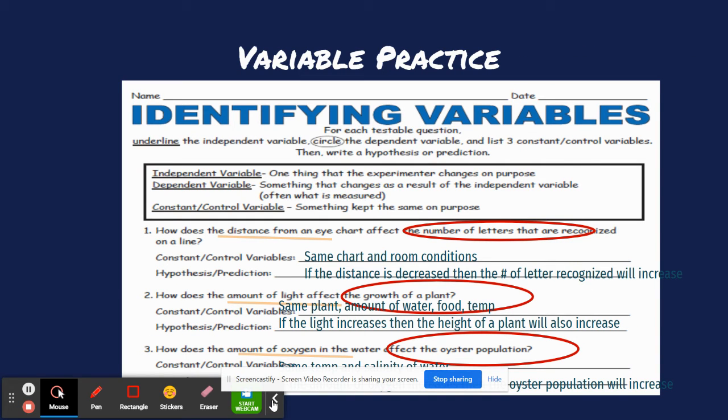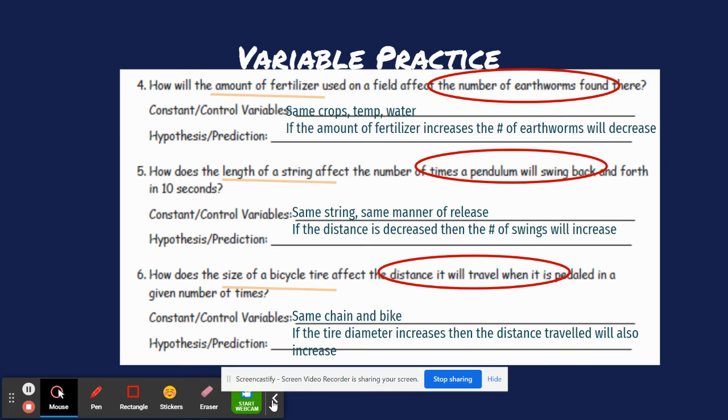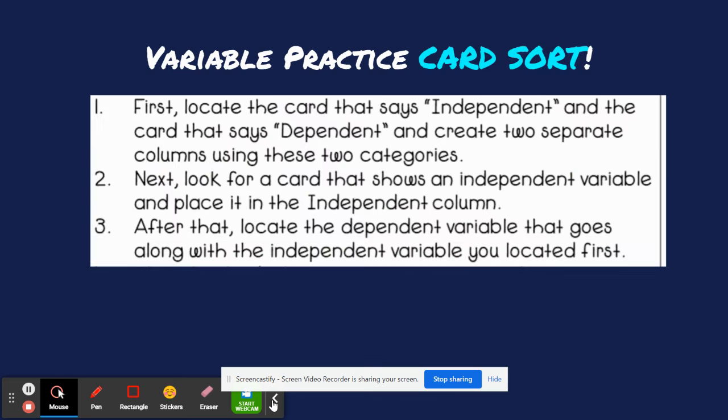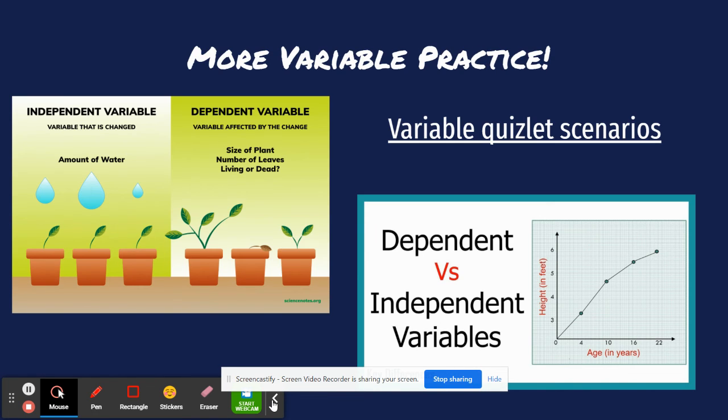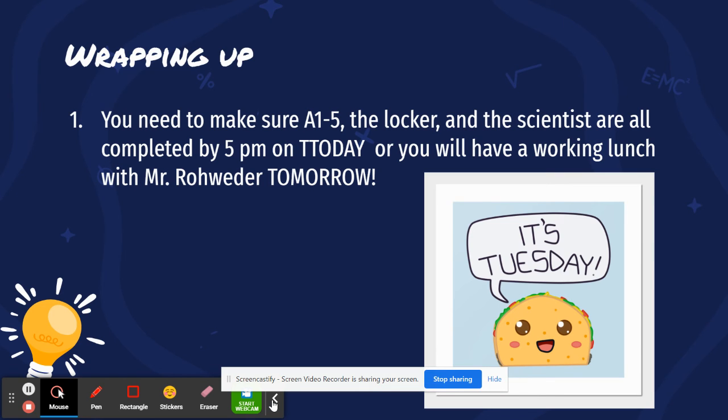Here are some answers. I'm not going to take the time to go through all of it. You can pause this and read the information here on the screen, as well as here. In class, we did some more practice, sorting some cards, independent and dependent variables. And then finally, there are some Quizlet scenarios that I will post a link to in the comments that you can continue to work on this topic.